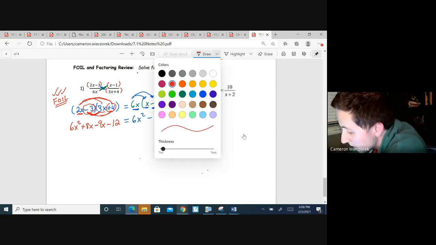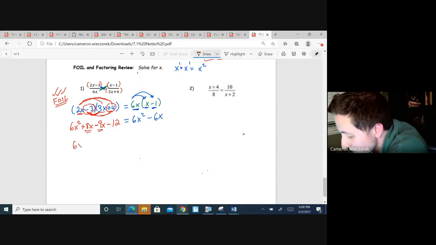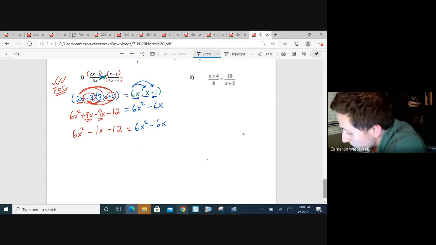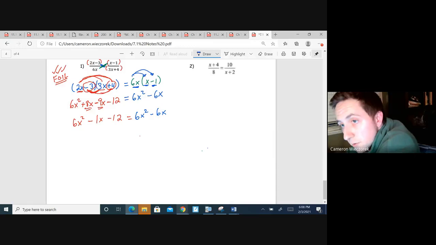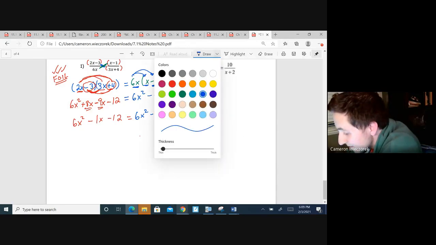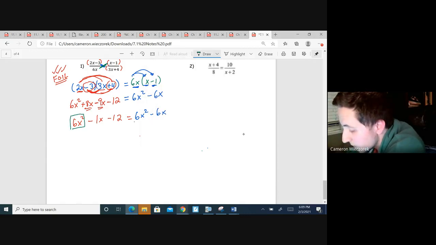Now I combine my like terms together. So I see an 8x and a negative 9x. 6x squared minus 1x minus 12. On the right-hand side, I see 6x squared minus 6x. We've talked a little bit this year about how whenever there's x squareds, you usually have to factor. But in this one, it's actually a little bit easier. Notice how you have a 6x squared on the right and you have a 6x squared on the left.